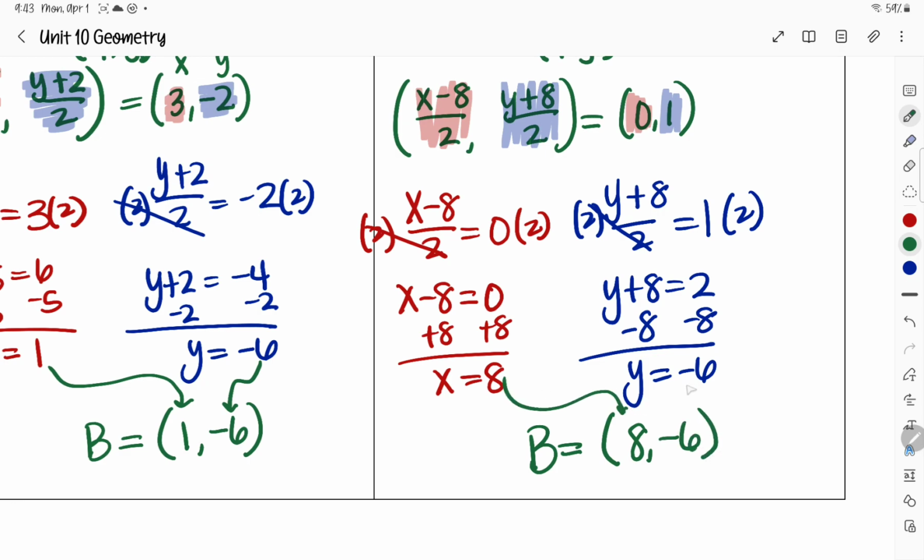That goes there, and that goes there. That's it. That is all for distance and midpoint.